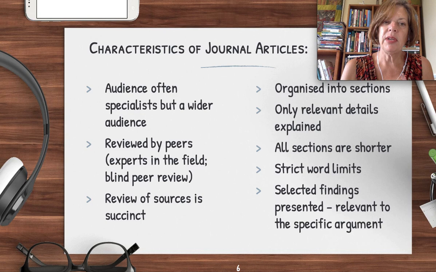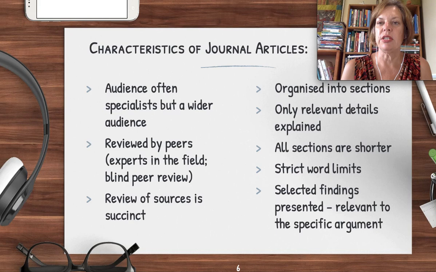Now, when we look at the characteristics of journal articles, we can see that it's actually quite different. The audience are often specialists, but they can be wider specialists in the sense that it's a wider audience. It's not just your supervisor and a few examiners in this one little area. So although your readers might be in the field, they may not be directly in your little area of the field. The article that you submit will also be reviewed by peers who are experts in the field, in blind peer review, so they are also your audience.